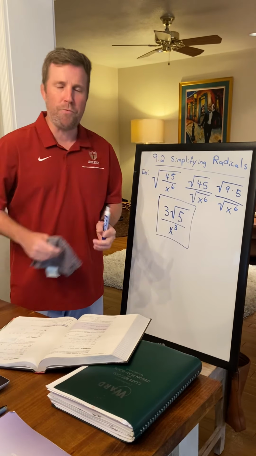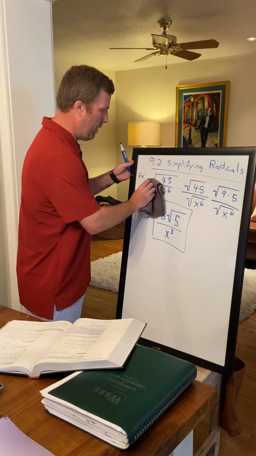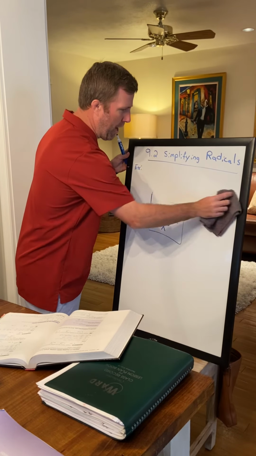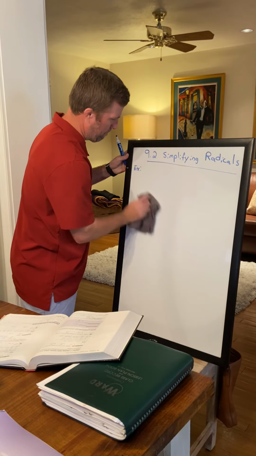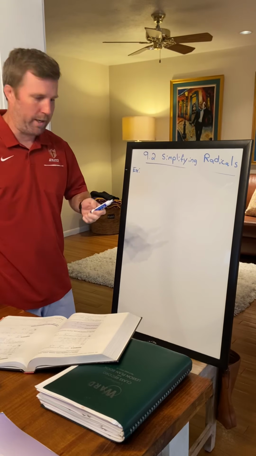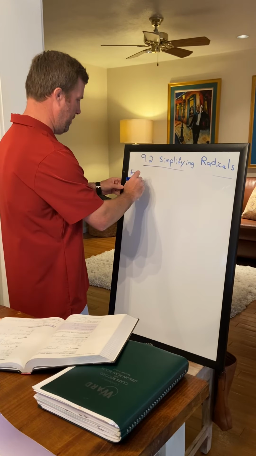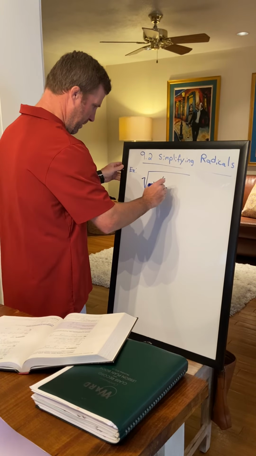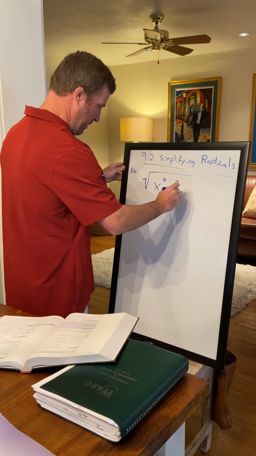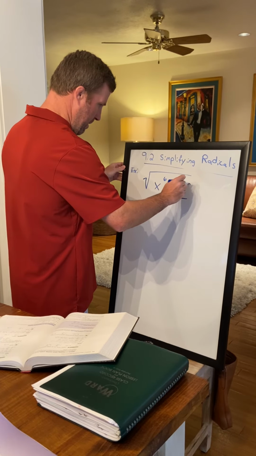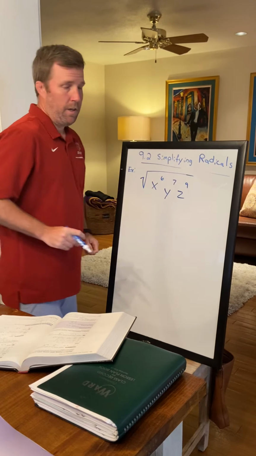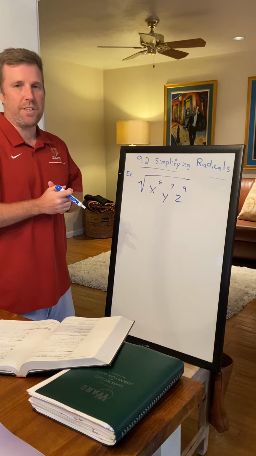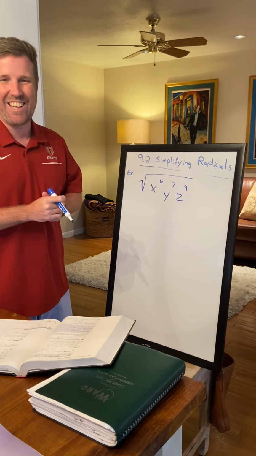And I want to do one final last example with a few extra variables in here. And then we'll call it quits. Take a look at this one. The square root of x to the 6th, y to the 7th, z to the 9th.